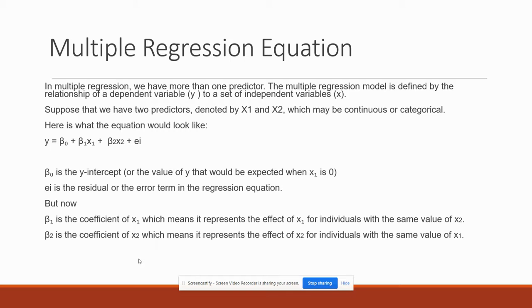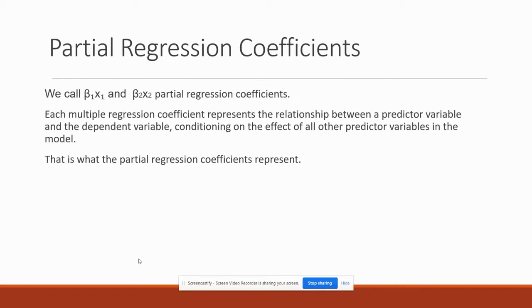So basically, we are looking at the relationship between the x's. Because now I've got more than one x, I've got to make sure to measure how those x variables relate to one another. So we call beta 1 and beta 2 partial regression coefficients. Each multiple regression coefficient represents the relationship between the predictor variable and the dependent variable, conditioning on all the effects of the other predictor variables in the model.